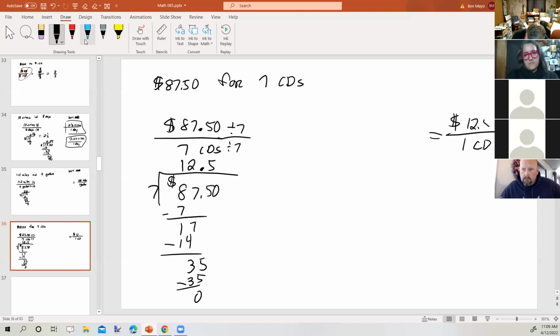Now, mathematically, that answer is correct. But society-wise, we would write it this way, wouldn't we? You wouldn't say $12.5, you'd say $12.50. Any questions about that?